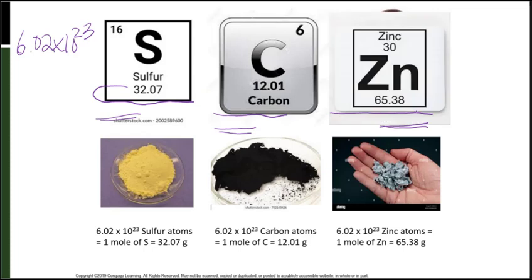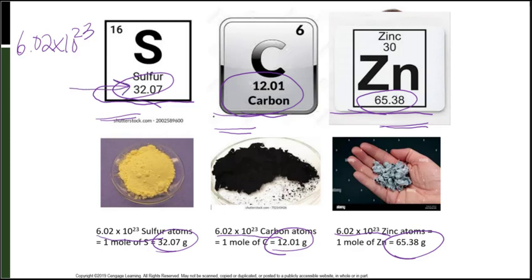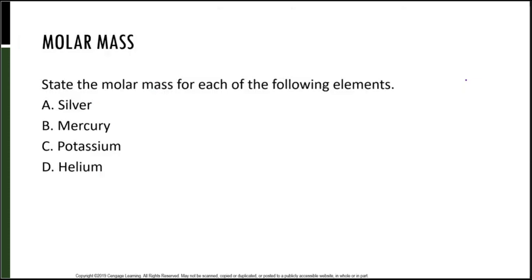Think of it this way. This is why if I have the same number of sulfur atoms, carbon atoms, and zinc atoms, 1 mole of each of them is going to weigh differently. And we can see that on the periodic table from that average atomic mass, which we will now call molar mass. When we say if I have 1 mole of sulfur, it has a mass of 32.07 grams. 1 mole of carbon is 12.01 grams. 1 mole of zinc is 65.38 grams.